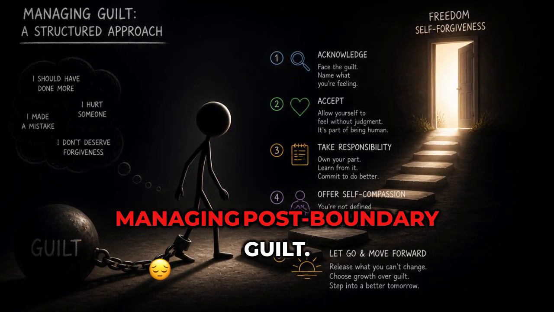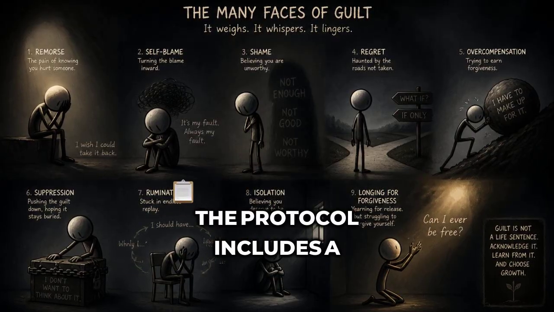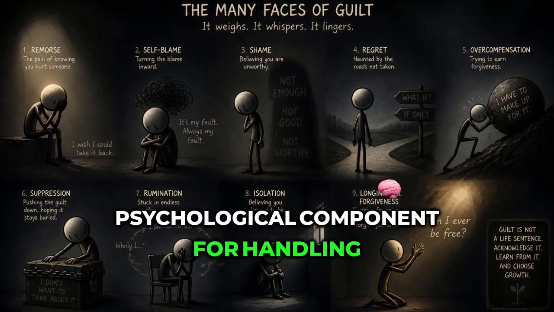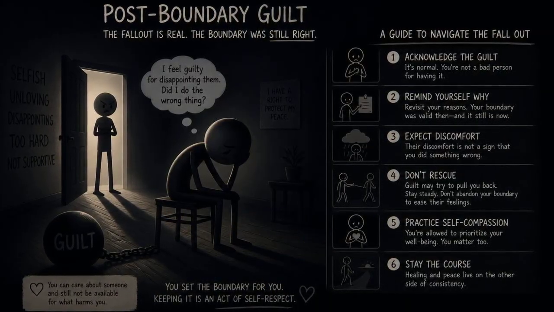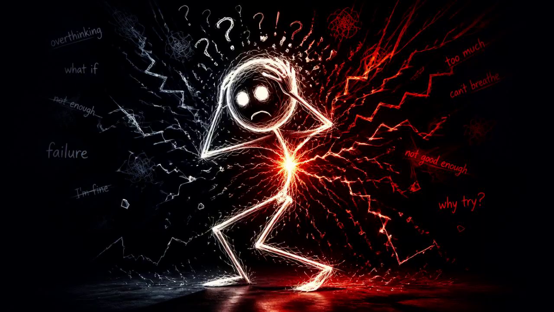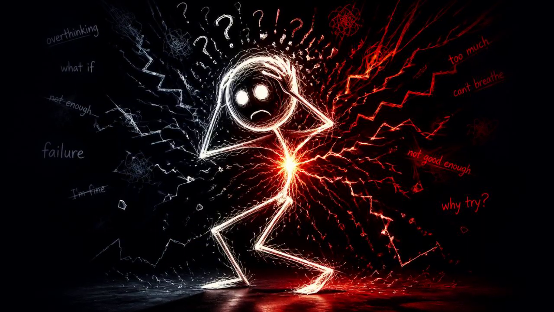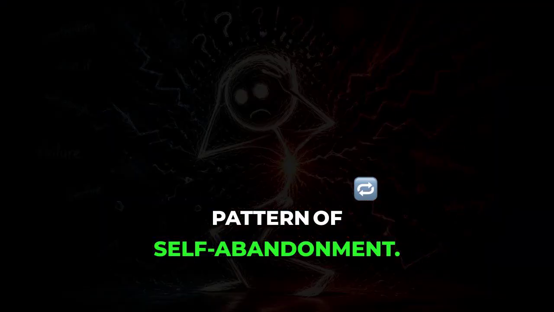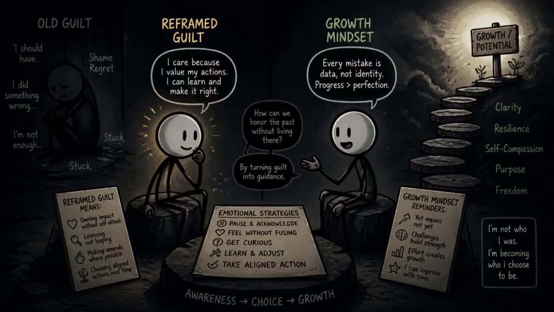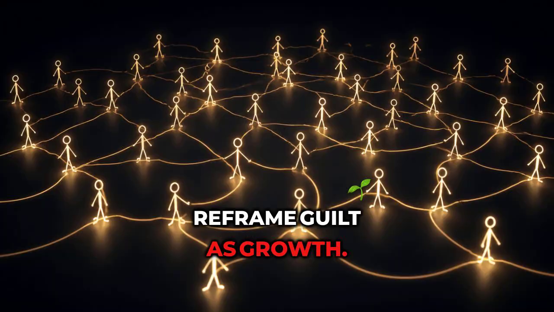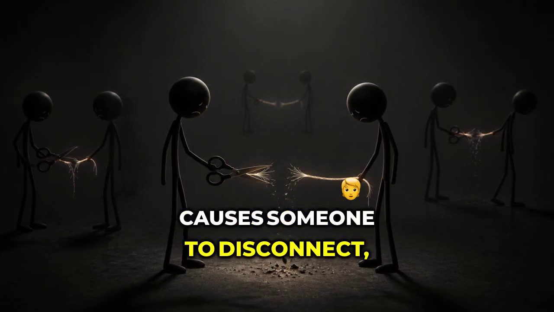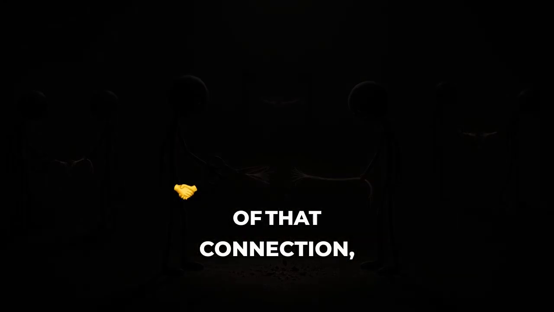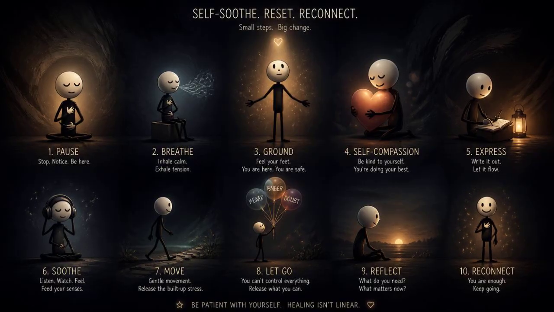5. Managing post-boundary guilt. The protocol includes a psychological component for handling the soul-crushing guilt that often follows setting a limit. The sources explain that this guilt is a poor nervous system response to breaking an old pattern of self-abandonment. To manage this, reframe guilt as growth. Understand that if a boundary, which is an invitation to connection, causes someone to disconnect, it reveals the fragility of that connection, not a failure on your part.